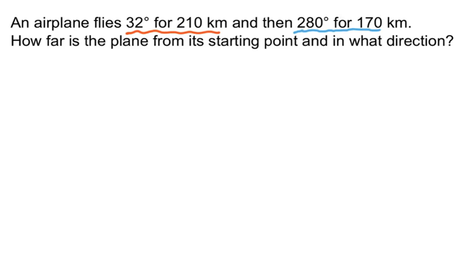So we have two pieces of information. We have a direction and a magnitude, a distance, and we're asked to find direction and magnitude or distance, which means we're dealing with vectors. One thing we want to keep in mind is that in these problems, we're just given a degree measurement. So this is navigating clockwise from north.